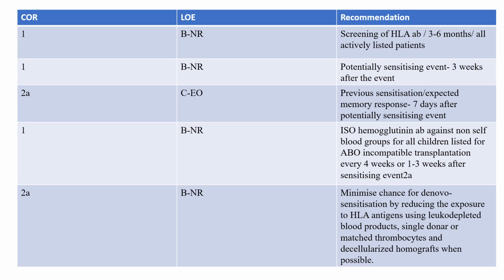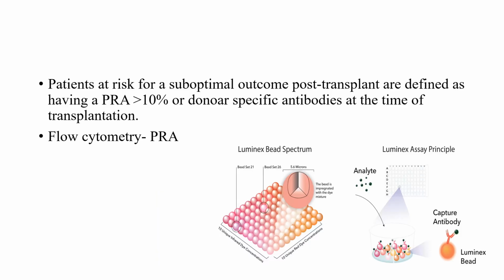And there is a class of recommendation 2A, moderate, that we should try to reduce the chances of sensitization by reducing the exposure to HLA antigens by using leukodepleted blood products and single donor platelets. Platelets are an important source of HLA sensitization in humans. So single donor or matched thrombocytes, and also decellularized homografts when possible. So these are the ways in which we can reduce sensitization.